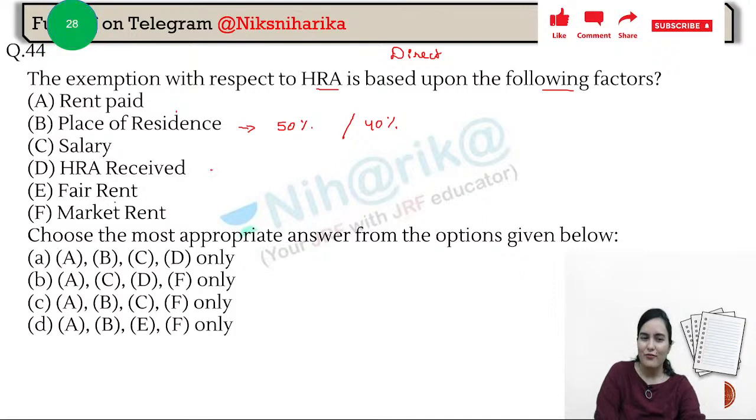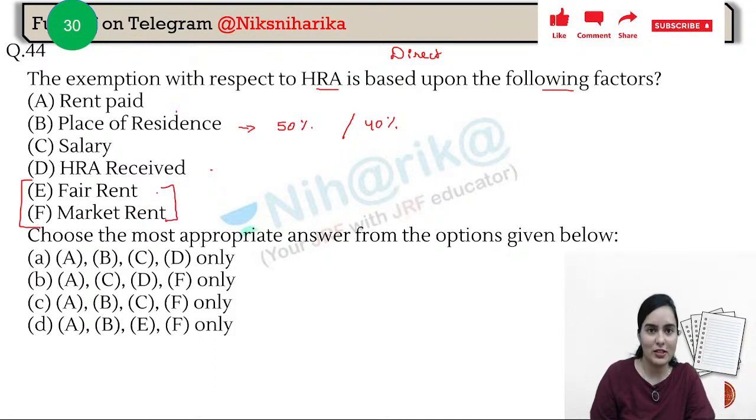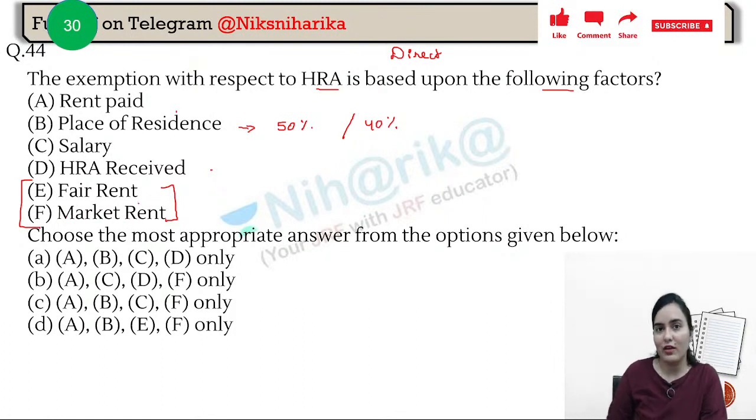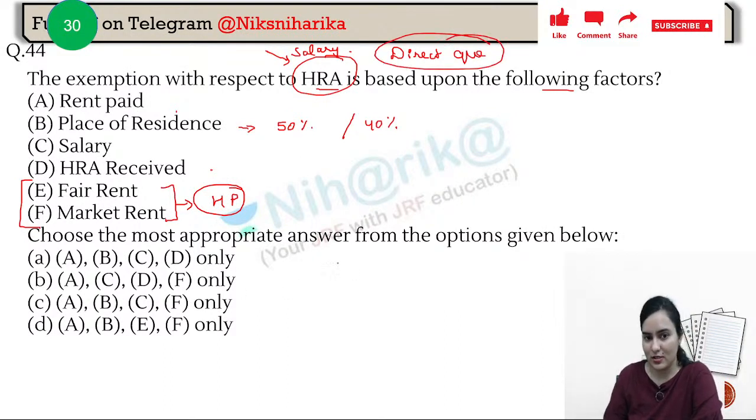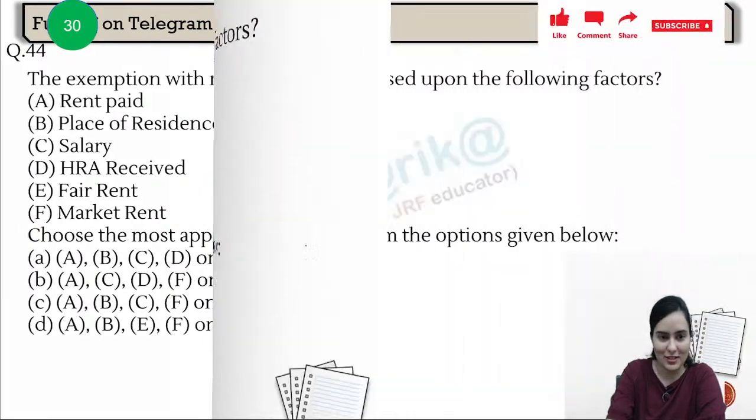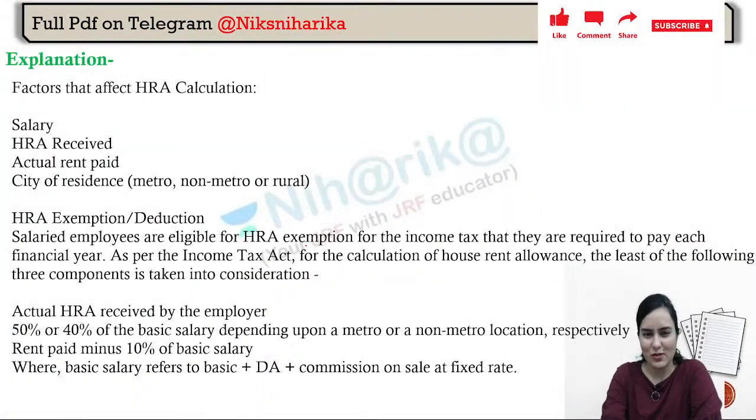Yes, of course. Fair rent, market rent, municipal value or standard rent, are they included in HRA? No, they are just included in calculating the GAV of the house property, not of HRA. HRA is a topic of salary, and fair rent, market rent is a topic of house property. So that's why this is also a direct question. You got your answer? Option A is the correct answer. Very good, awesome.